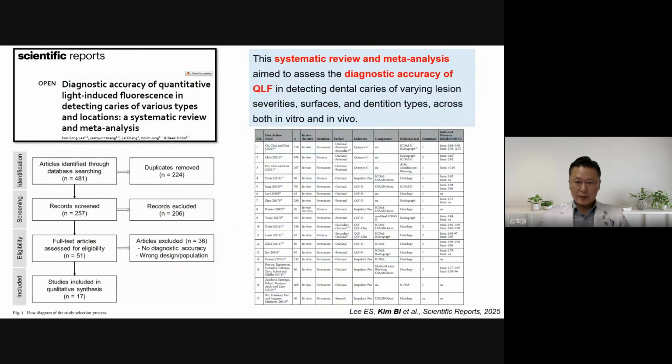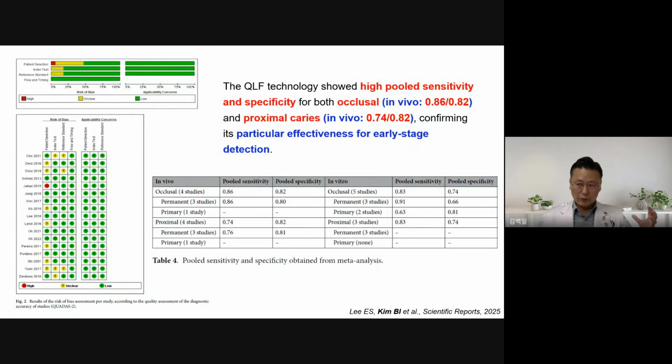Recently, we published a systematic review and meta-analysis using Curie technology. We collected a total of 481 published papers, and among them we finally selected 17. We analyzed them intensively and pooled the data by meta-analysis. According to this research, the occlusal and proximal caries detection level is around 0.8, so it's a very high level. I think this kind of evidence is enough to show that Curie can detect caries lesions.